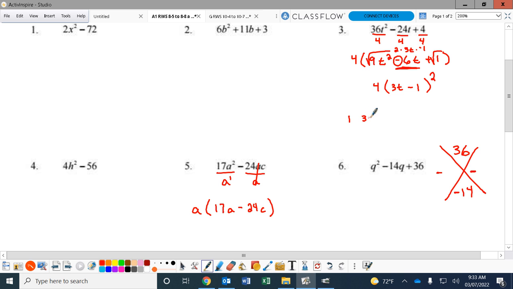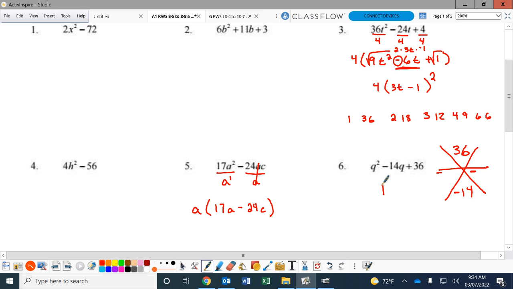1 and 36, that's going to be too big. 2 and 18, that's going to still add up to too much. 3 and 12, nah, it's still 15. 4 and 9 is 13. 5 doesn't go into it. 6 and 6? No. Guys, do any of those add up to 14? No. So what's the answer if I can't do anything to this problem?